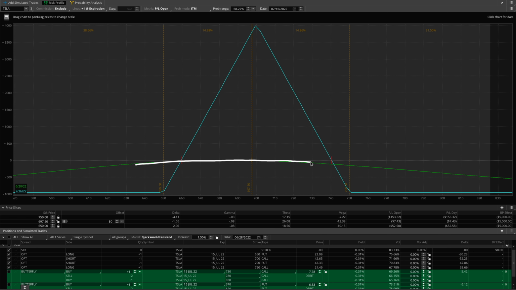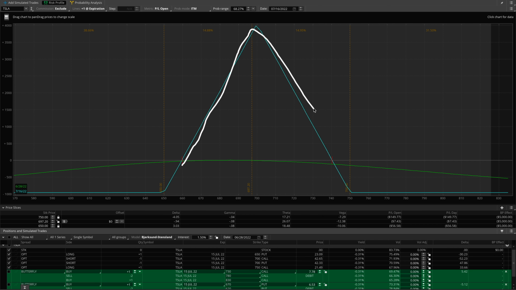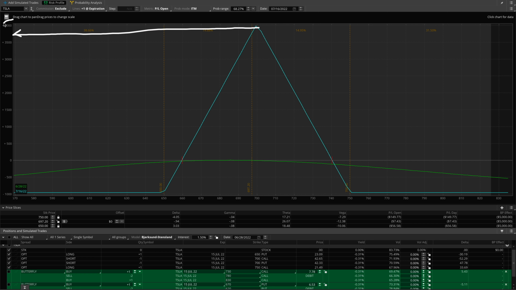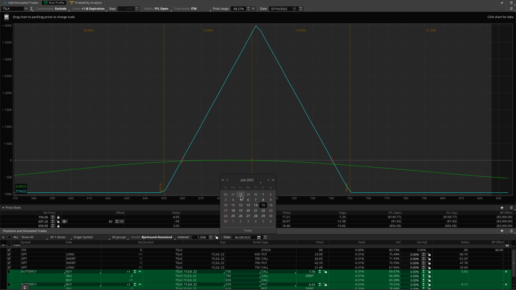The green line right here is what's referred to as the T+0 line. That's the P&L currently, and then the other line is the P&L at expiration. So let's say I was to hold this all the way until expiration, which I will not be doing. The max profit would be around this range right here, about $3,700 or $3,800, depending on how much credit was received.